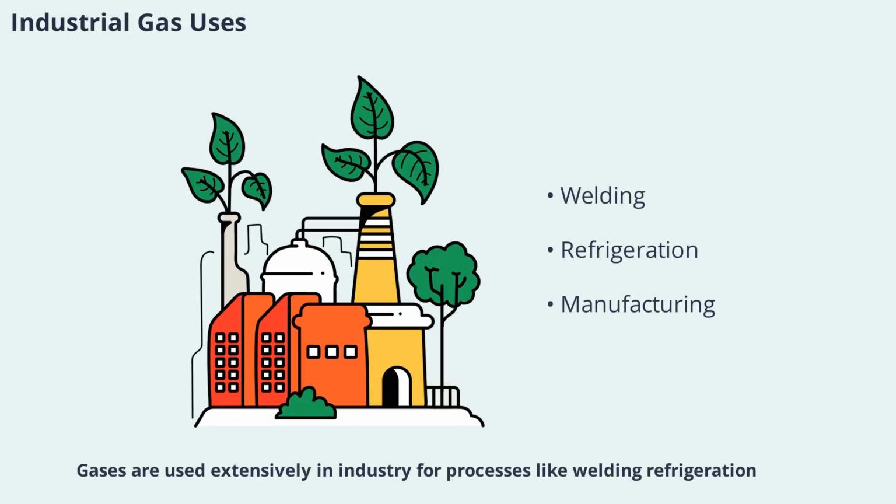Gases are used extensively in industry for processes like welding, refrigeration, and manufacturing. Understanding their properties and behavior ensures safe and efficient operations. Gas laws and real gas concepts are vital for designing and maintaining industrial systems.